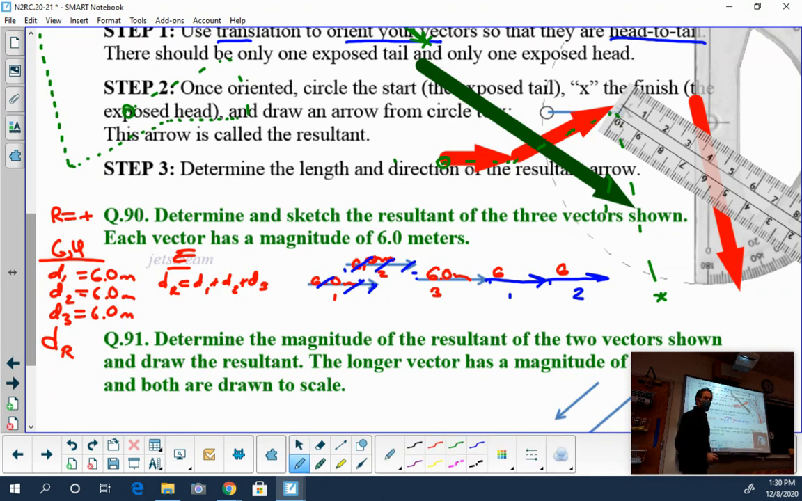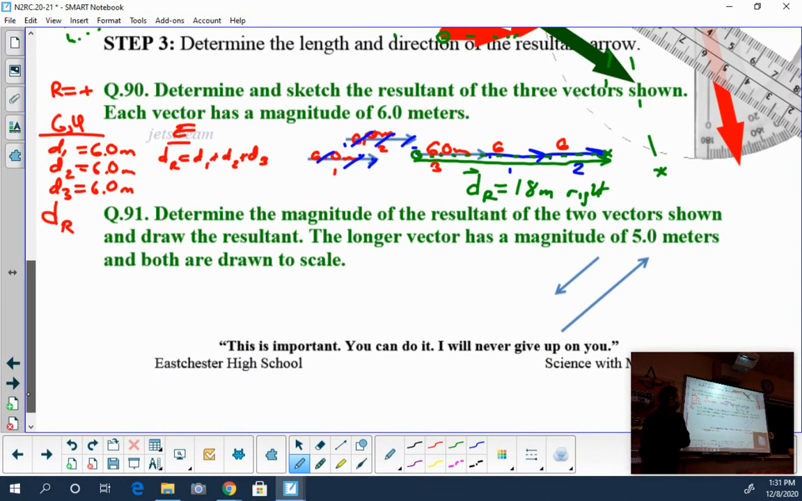Now, basic rules. Once they're head to tail, circle the start, the exposed tail. Follow it. X to finish. Your resultant is that. You can draw it right on it. You can draw it just below it. There's the resultant. And of course, that resultant displacement is going to be 6 plus 6 plus 6, 18 meters to the right. Done.